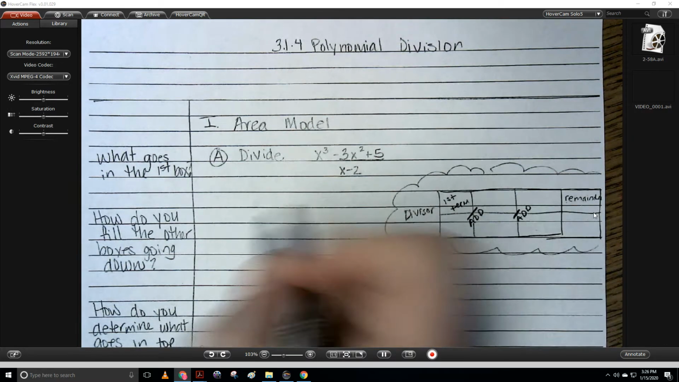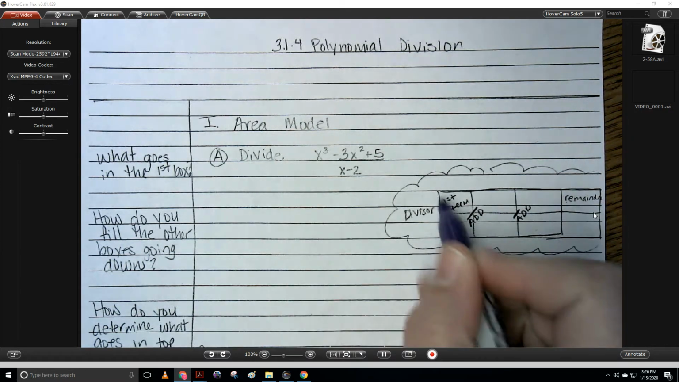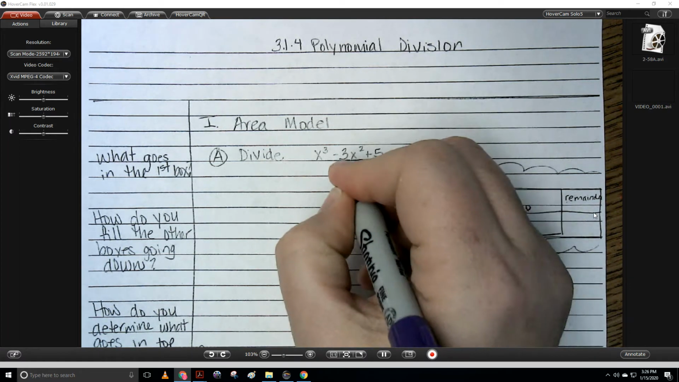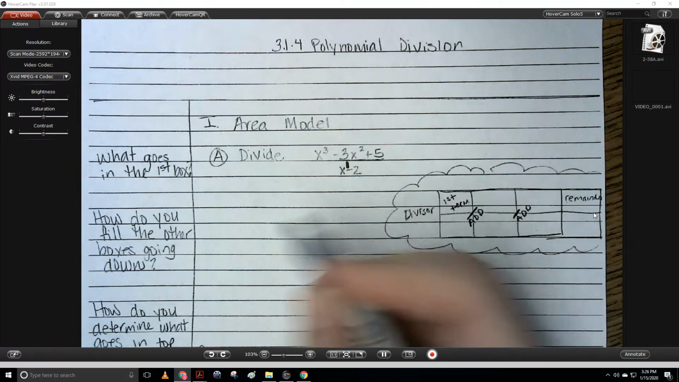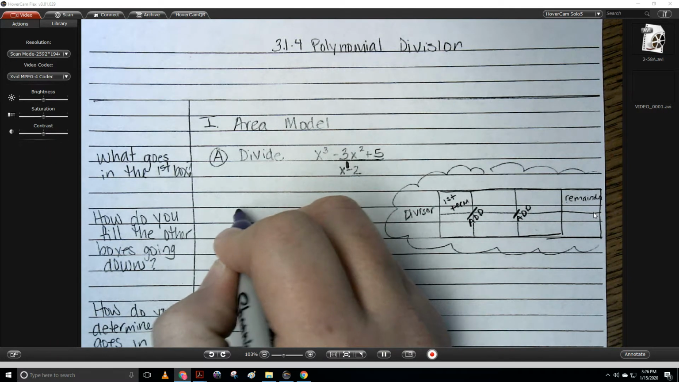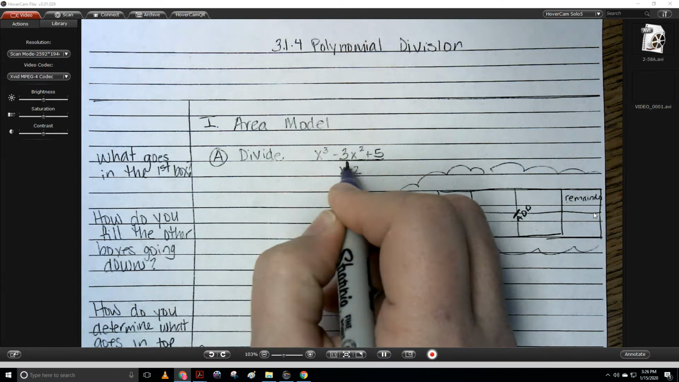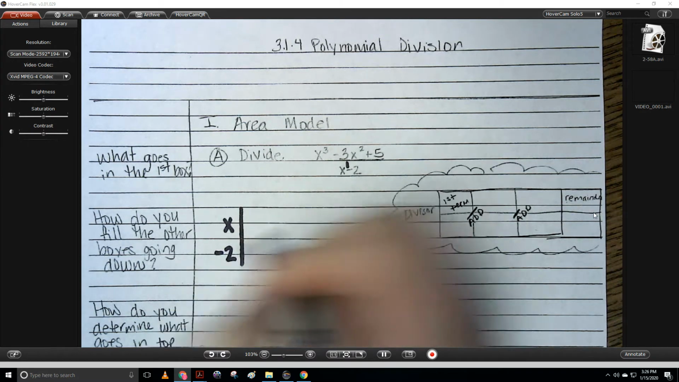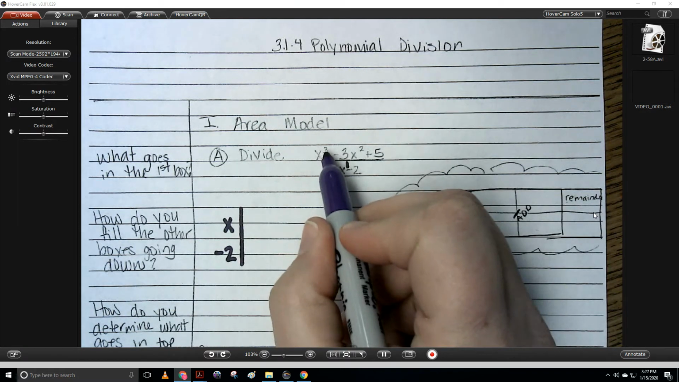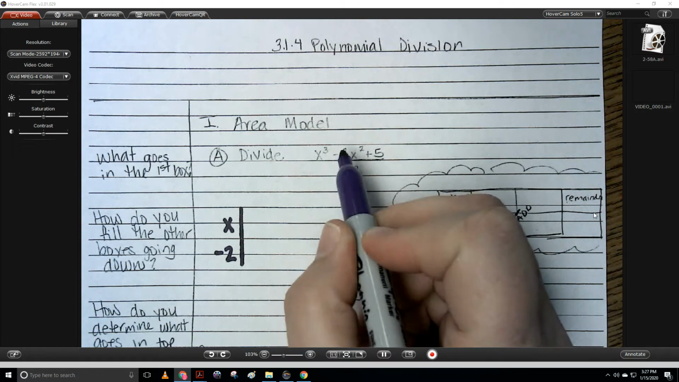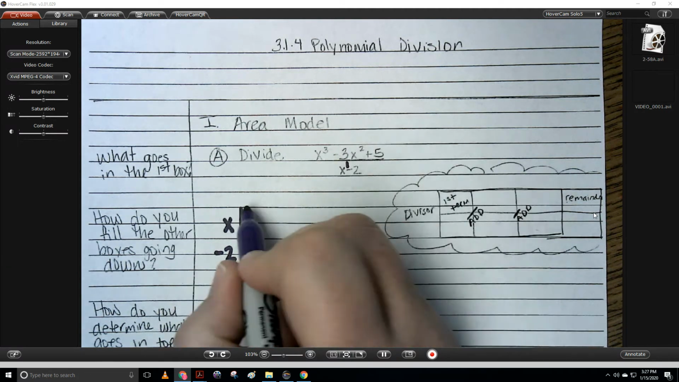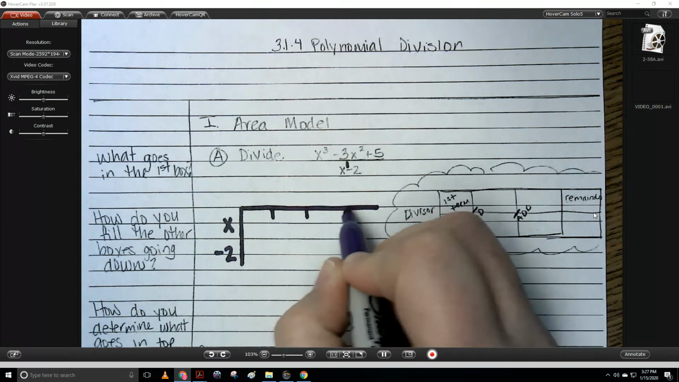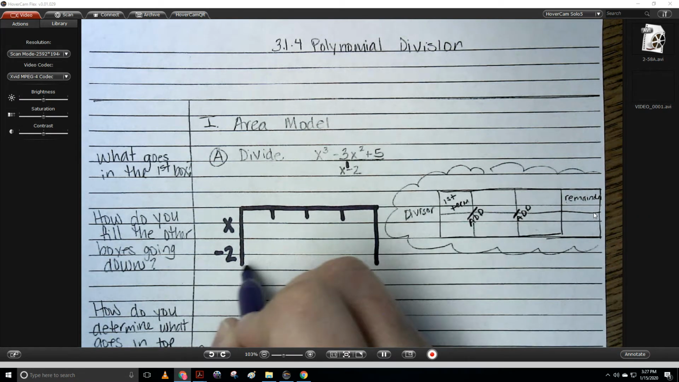Okay, using the area model, we are going to create a box. If this is 1 degree, then we need 1 degree higher than that in terms of rows. So we need 2 rows. So this is going to be x minus 2. If there is a degree of 3, then we need 1 more for the number of columns. So we're going to have 4 columns. So 1, 2, 3, 4 columns.